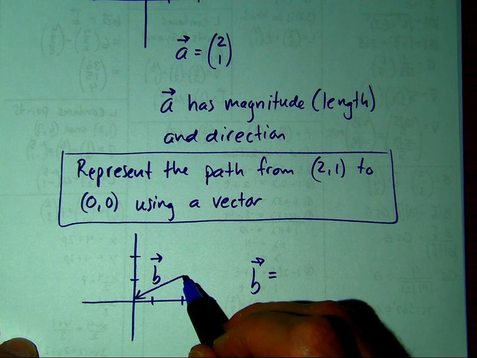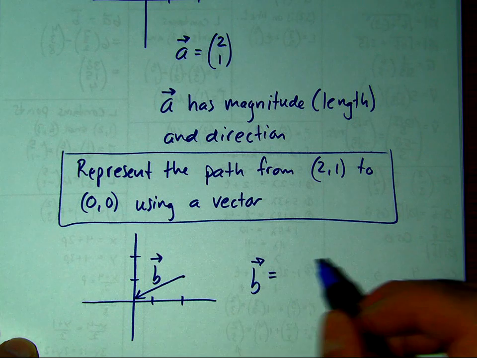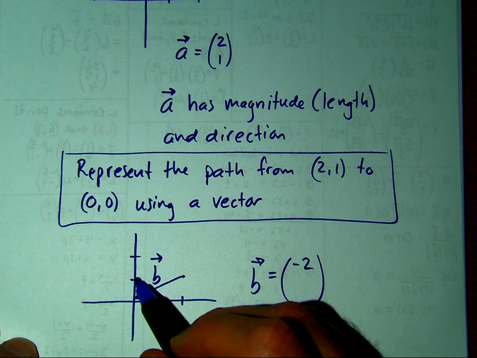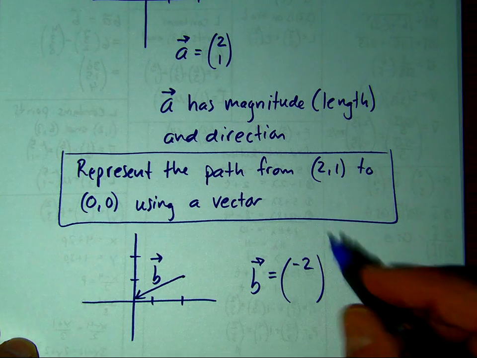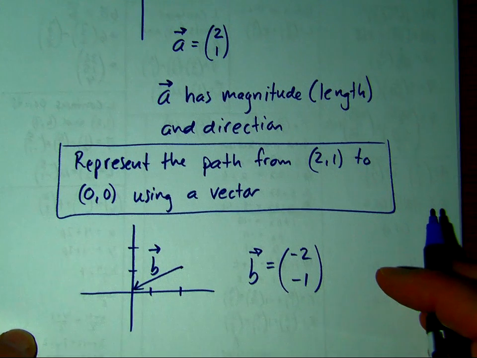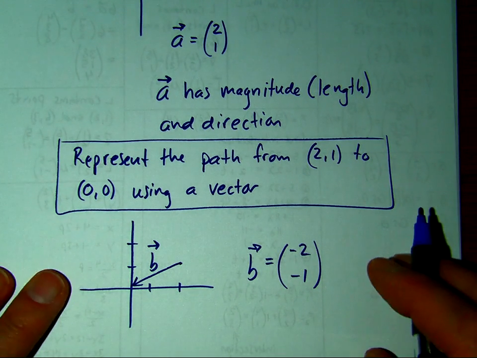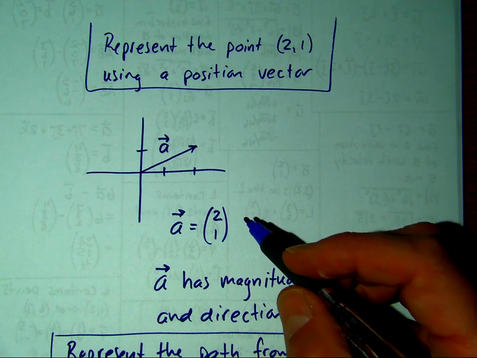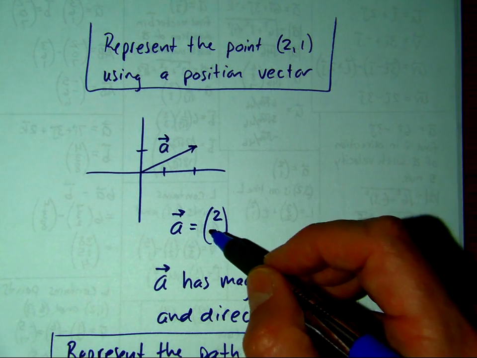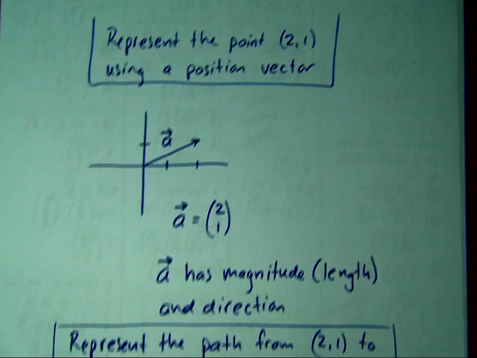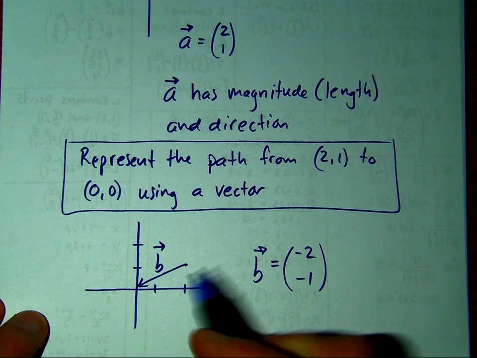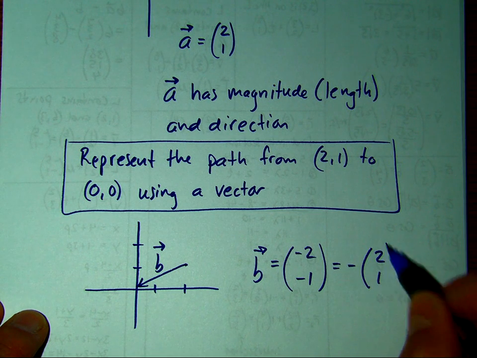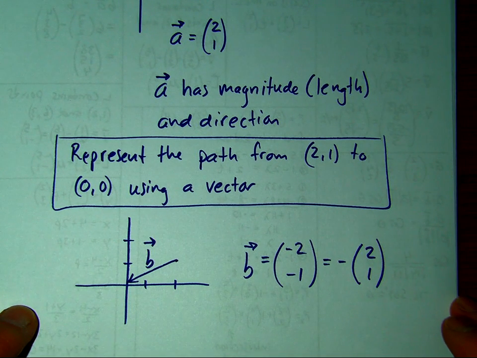If we start here, then we have to move left. So that means the horizontal component will be negative, and then down, and the vertical component is negative. Comparing this to what we saw up here, we could just say that if we made this vector negative, it'll change the direction of the vector. So when we change the direction, it is the same as saying that it's just a negative vector.